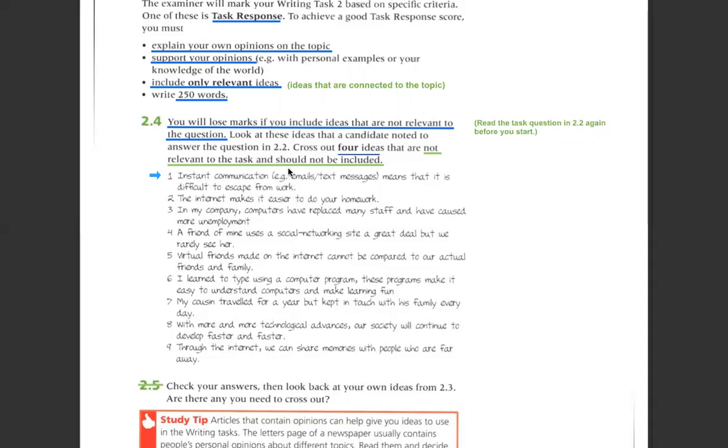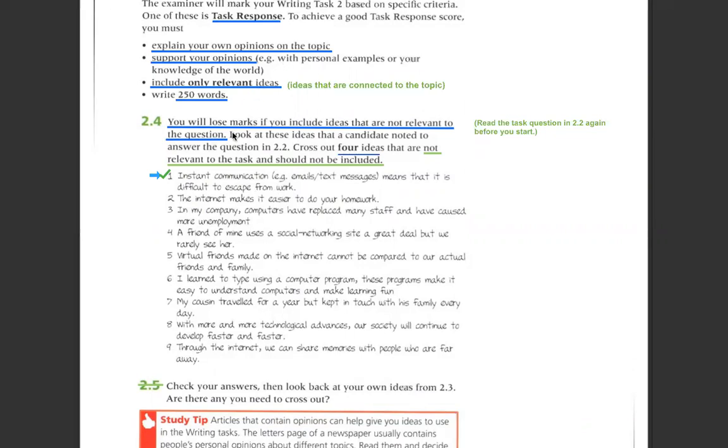So what do you think? Relevant or not relevant? I would say that this is relevant, okay? This is saying that it isolates us. So it is relevant. It's saying that instant communication isolates us. It makes it difficult to escape from work because we're constantly getting emails, we're constantly getting messages from work, which means we can't socialize with the people that we're with at the time.